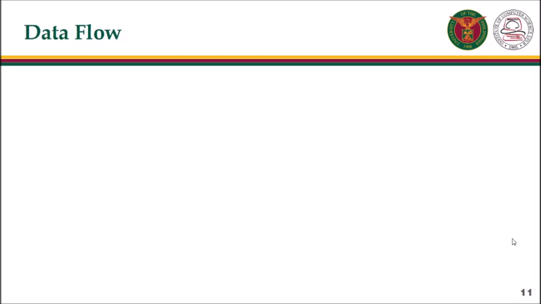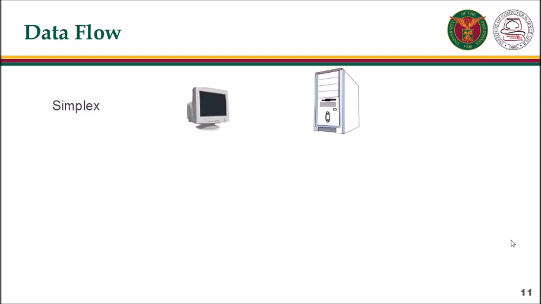Data flow refers to the direction of data. In simplex mode, the communication is unidirectional, as on a one-way street. Only one of the two devices on a link can transmit, the other can only receive.